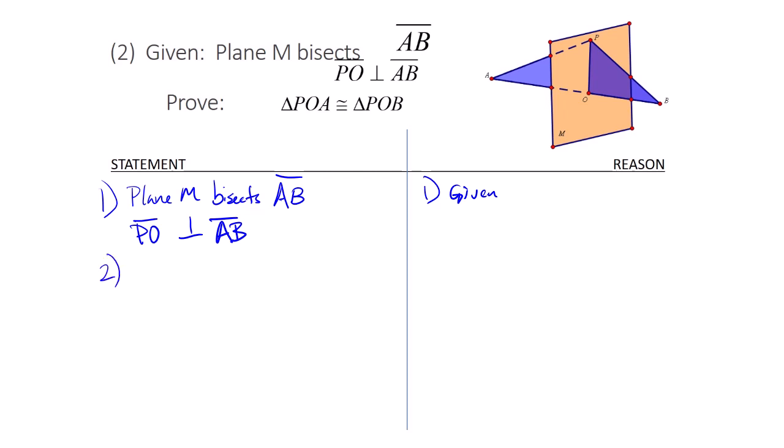So the definition of segment bisector is that if a plane, line, or ray bisects a segment, that means it intersects at its midpoint, right? So what we can say is that O is the midpoint of AB. Okay, and that's by definition of segment bisector.